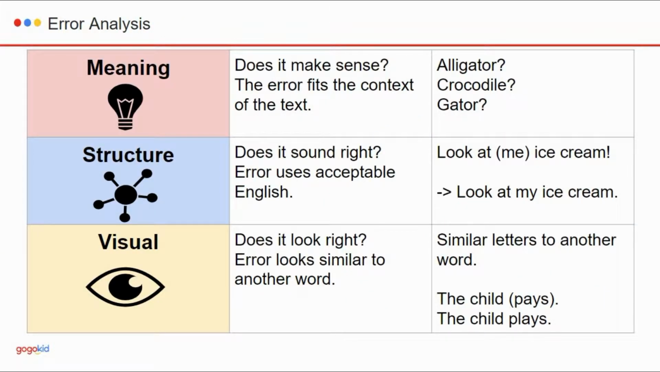For reading, you want to think about error analysis. So this means checking the kind of errors your students are making. The first kind of error could be meaning. These are the kind of error where maybe they say crocodile instead of alligator. Now, you want to ask yourself, does it make sense? For meaning errors, the error fits the context of the text.